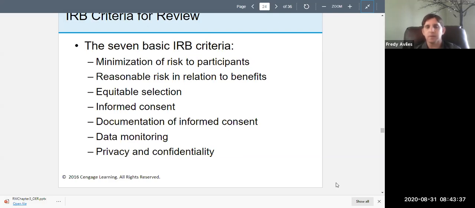Documentation of informed consent. Yes, is there a form, a place for participants to sign and date, right? You need that form. Data monitoring, okay. Who is going to be looking at the data? How would it be monitored? How are you going to keep track of it? And privacy and confidentiality. What are you doing to make sure the information remains private and confidential, right? That the information cannot be linked back to specific individuals. That's confidentiality. And it's going to be kept private, right?